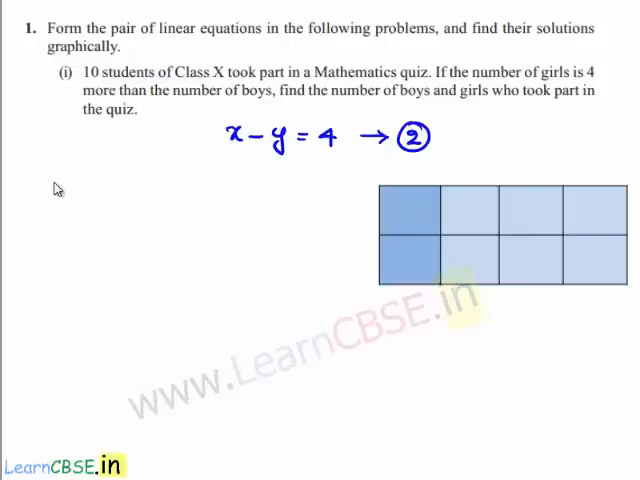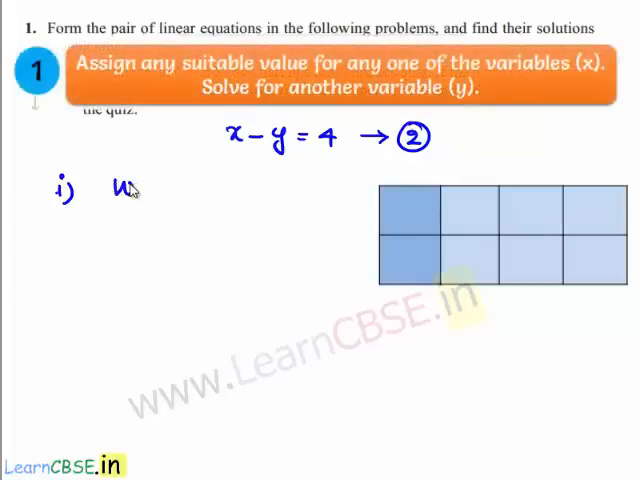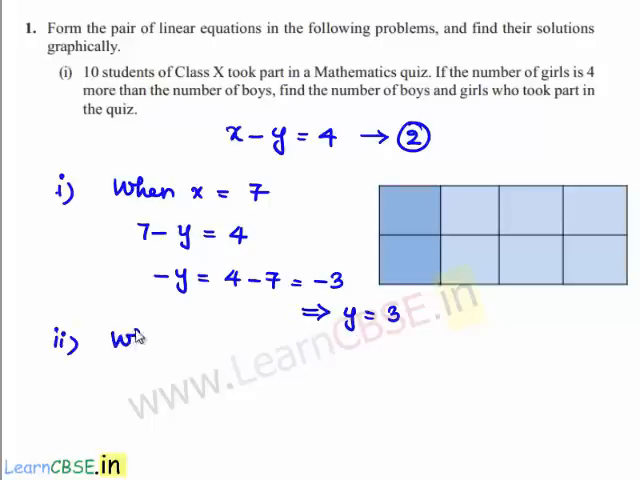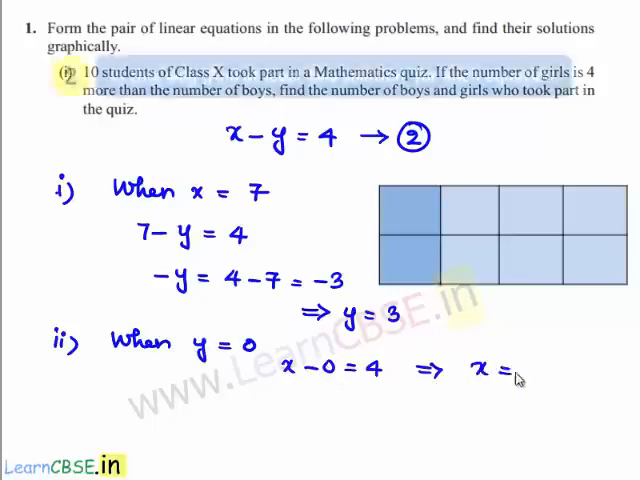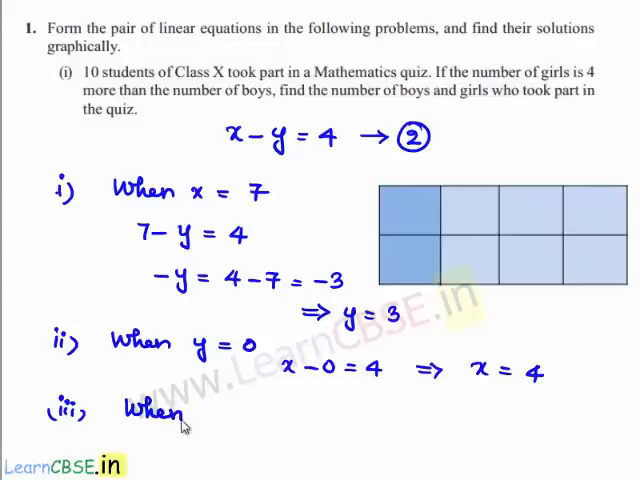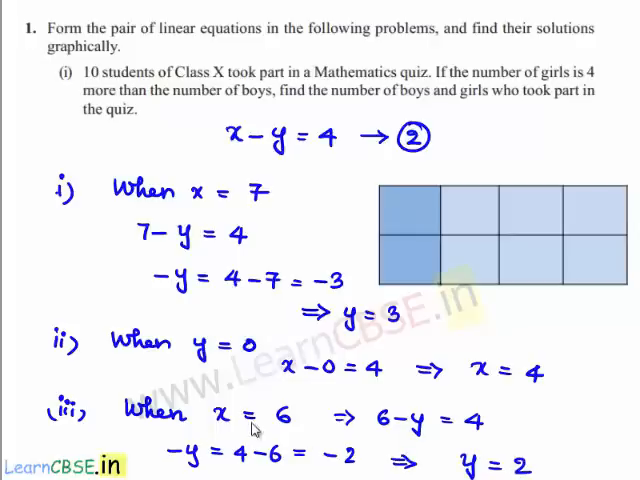Now, I assume the value of x as 7. That is, the equation becomes 7 minus y is equal to 4, which is nothing but minus y is equal to 4 minus 7, which is minus 3. So we got y is equal to 3. Now again, when y is equal to 0, we get x minus 0 is equal to 4, which implies x is equal to 4. So when y is 0, the value of x is 4. Again, when x is equal to 6, that is 6 minus y is equal to 4, minus y is equal to 4 minus 6, which is nothing but minus 2, which gives the value of y as 2. So when x is equal to 6, y is equal to 2.